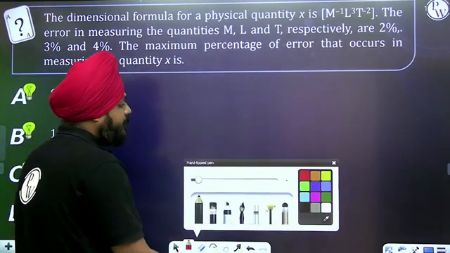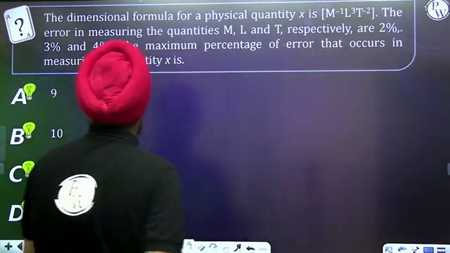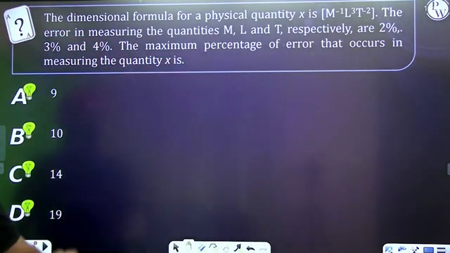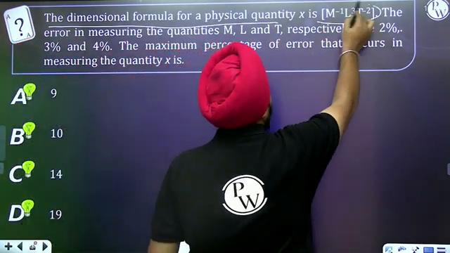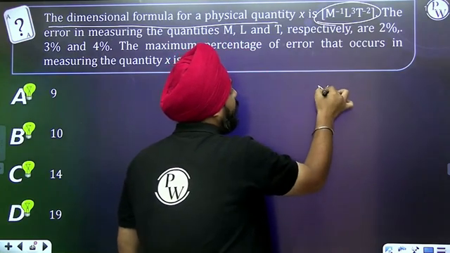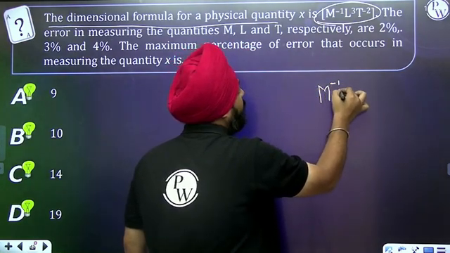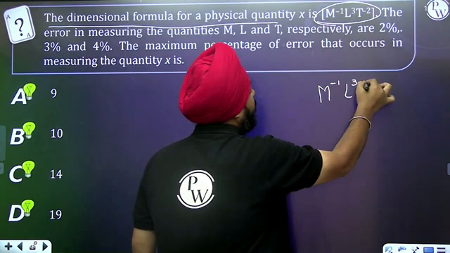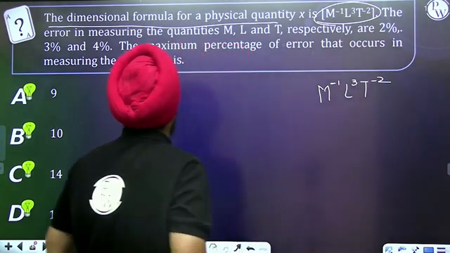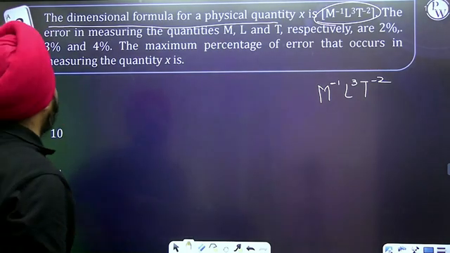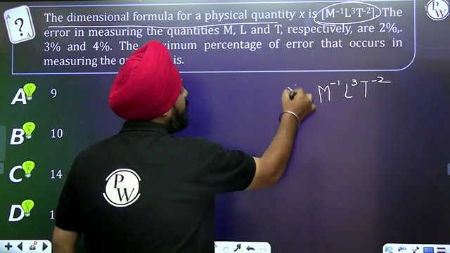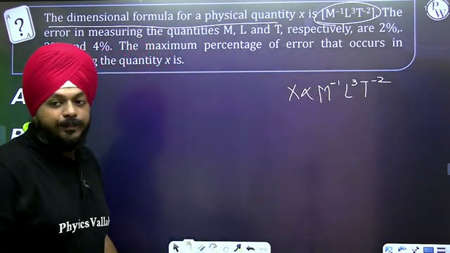Let's see some sums based on it. The dimensional formula of a physical quantity X is M to the power -1, L to the power 3, T to the power -2. The percentage errors in measuring M, L and T are 2, 3 and 4. What is the maximum percentage error that occurs in quantity X?